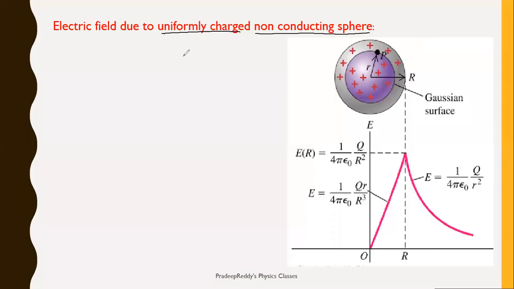Students, in yesterday's lecture, we have learnt electric field due to conducting, hollow, non-conducting spherical charge distribution, and we have calculated the field. In today's session, we are going to derive the equation for electric field due to a uniformly charged non-conducting material.